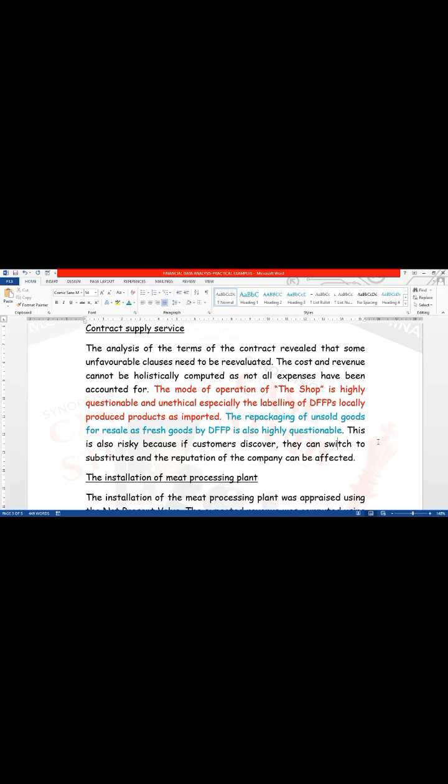Nobody's telling you don't resell your product. Nobody's telling you throw away your eggs. But why are you deceiving people? Why are you telling people that it's fresh when it's actually not fresh? So all these things are questionable. All these things are unethical, and there's also a risk.